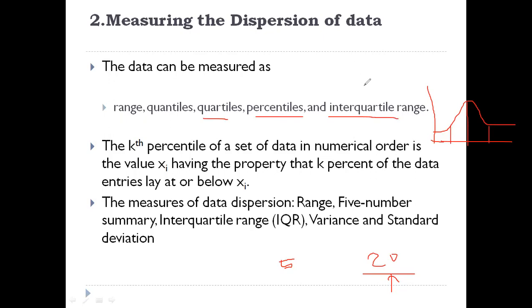The interquartile range is also called IQR. This IQR is a measurement of Q3 minus Q1. What is Q3 and what is Q1 here?